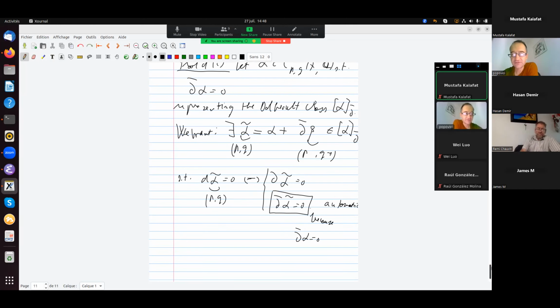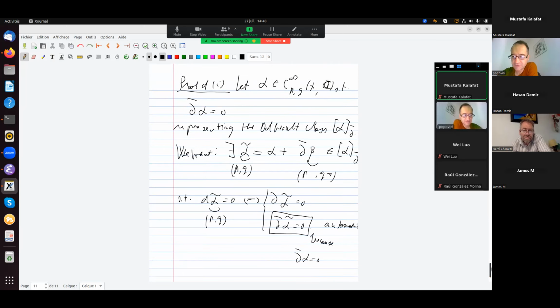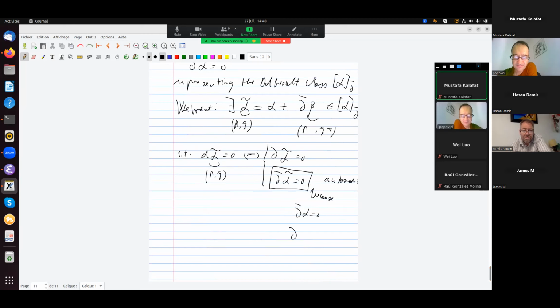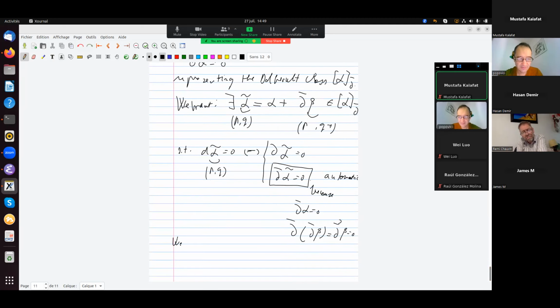Alpha is the original thing, right? Which represents our Dolbeault class. It is 0. And D bar beta is also in the image of D bar, in the kernel of D bar. So D bar beta that we have here is also in the kernel of D bar because D bar squared is 0. Right, the first property is automatic. So we only need to ensure the second property, right? So let's see what this means.